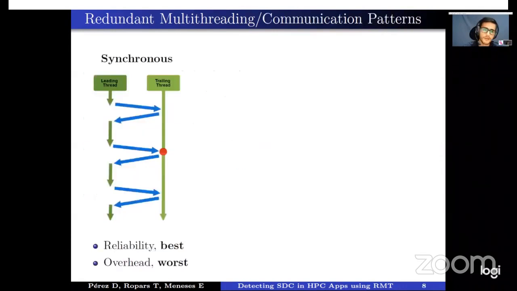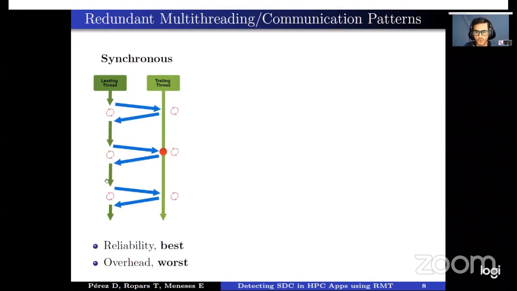So there are different communication patterns between the threads for redundant multithreading approaches. The first one is called synchronous, in which both threads execute synchronously. And these red dots exemplify the volatile points of the applications. These blue arrows represent the data that is being transferred between the threads. And as it can be seen here, in the synchronous approach, the leading thread is going to stop and wait after every calculation for a check of correctness from the trailing thread before continuing. So as it can be seen, there are a lot of waiting points.